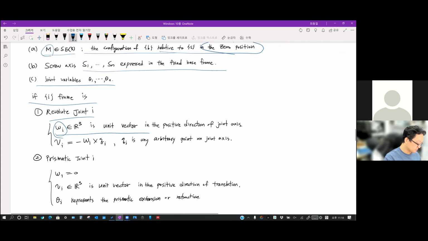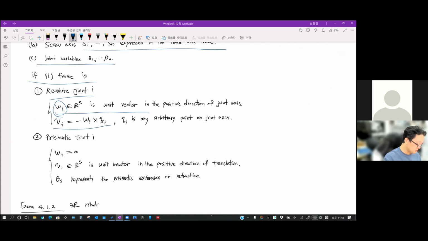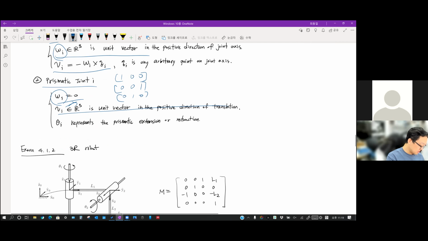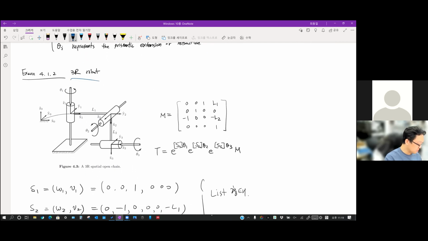And v can be calculated using this equation. And for a prismatic joint, omega i becomes 0, and v becomes the direction of translation. So this also becomes something like 0, 0, 1, or 0, 1, 0, or 1, 0, 0. Some kind of this formula. So let's think about a 3R robot. This one is example 4.1.2.